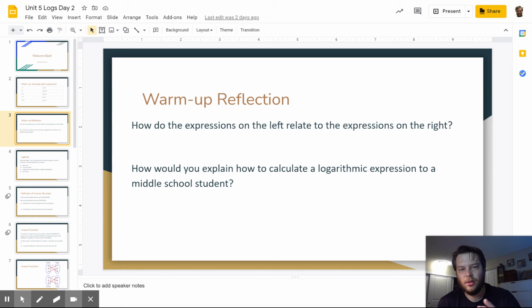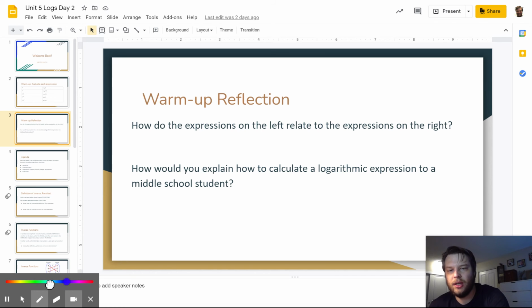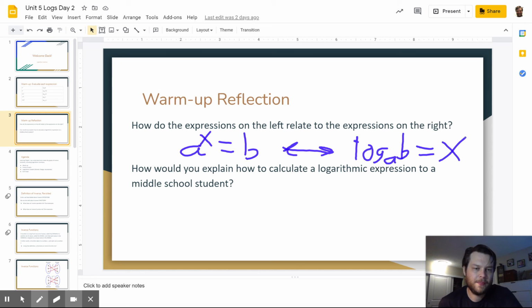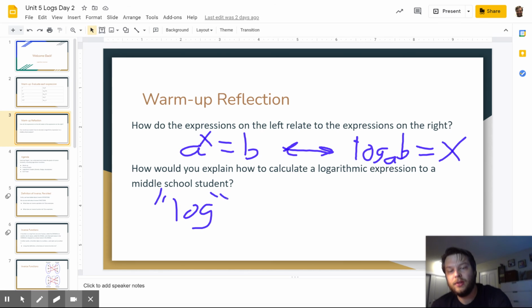And now that you're back, I hope you can see how the left and the right are inverses of each other. Okay, so when you have an exponent on the left, something like a raised to the x equals b, you can invert that and get log base a of b equals x. Notice that the base of a is always on the bottom. And the way that I usually explain logarithms to younger students is I just say, replace the word log with the words what power of. So log just means what power of.